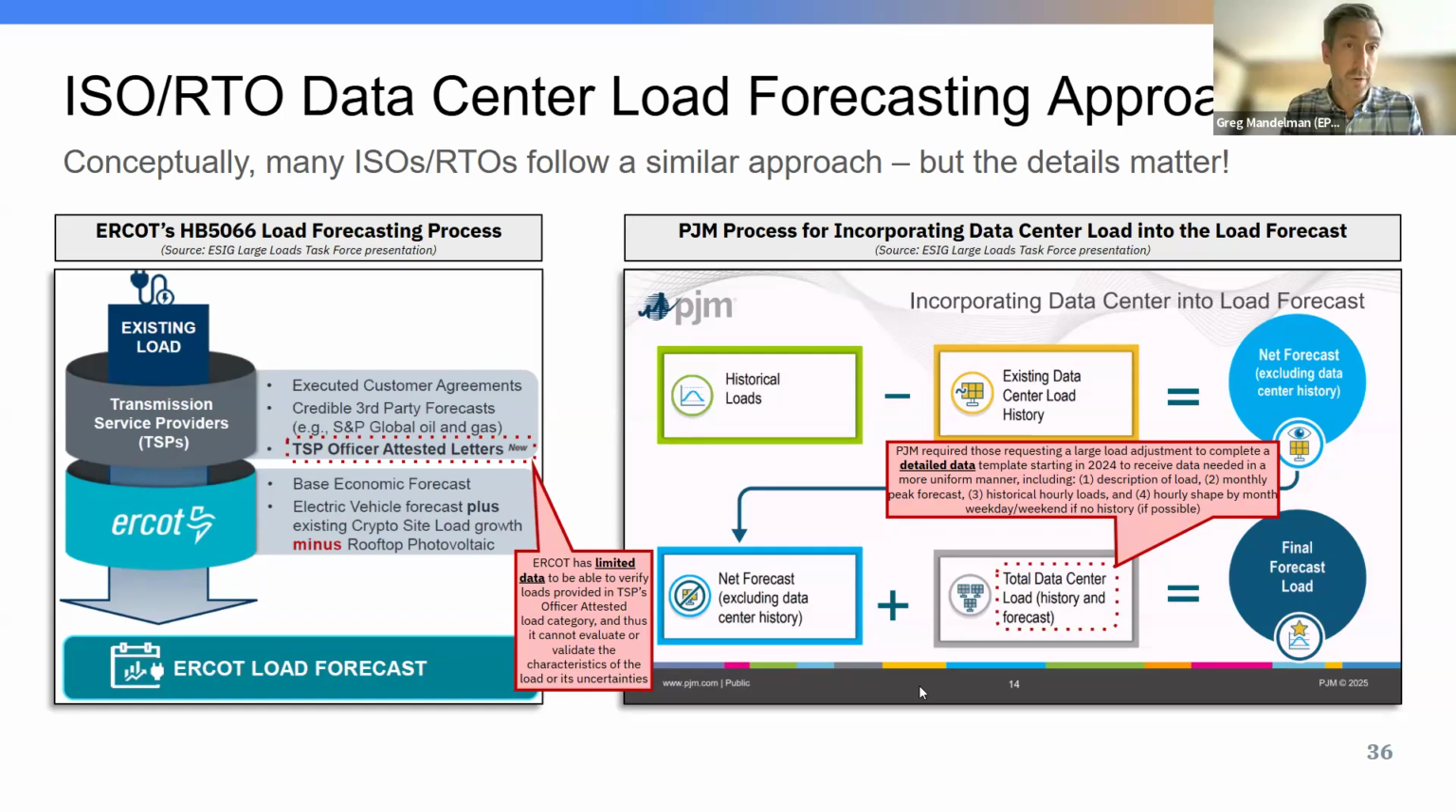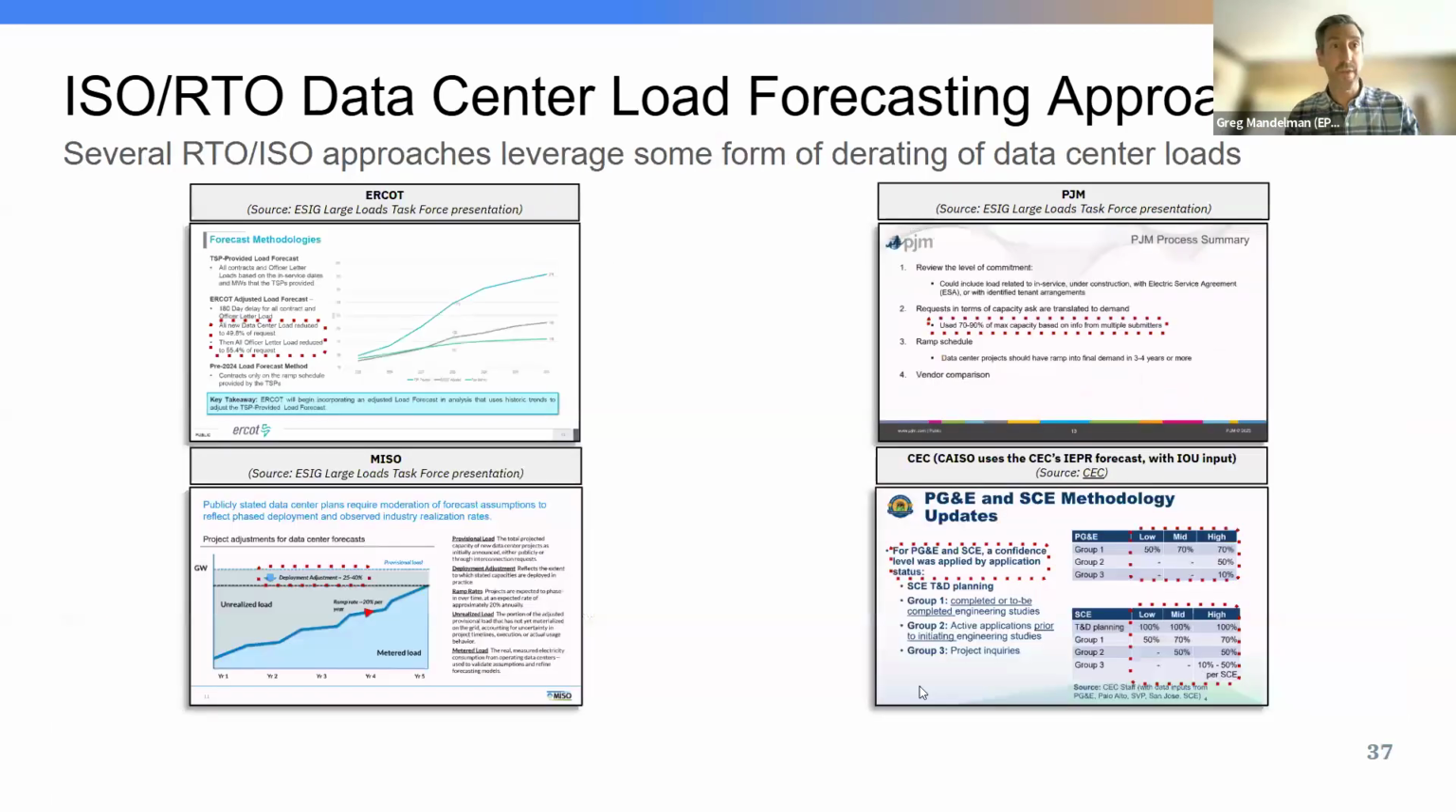4 examples from RTOs and their different approaches to derating the estimates of load that they are receiving from transmission operators or the utilities who are helping populate these forecasts.